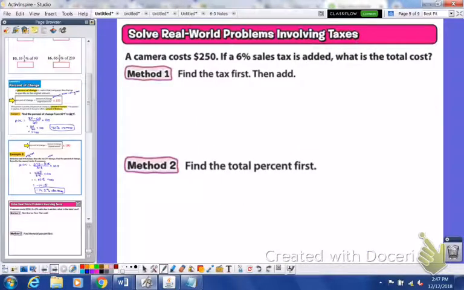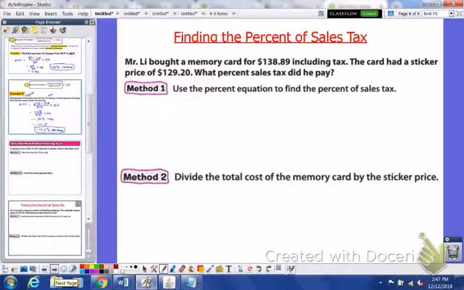Alright, one last example for this section. Another real world problem for you. Okay, down on the right side. Okay, Mr. Lee bought a memory card for $138.89, including tax. The card had a sticker price of $129.20. What is the percent sales tax that he paid?